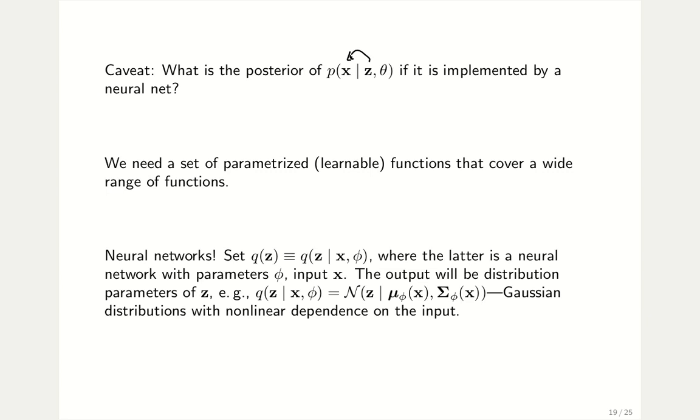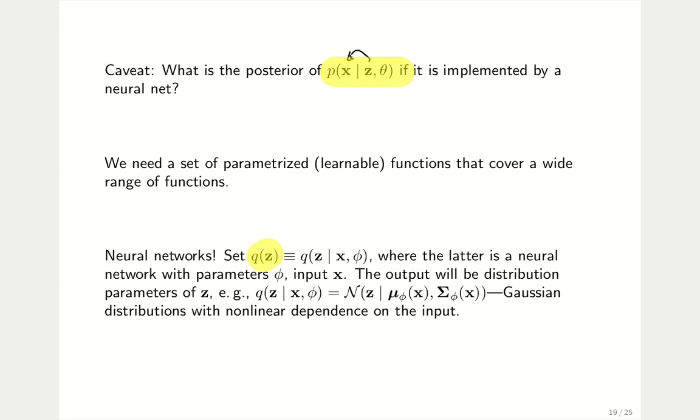Okay, so what we need is a set for Q of parameterized, that is learnable functions, and they should cover a range of functions as wide as possible in order to maximize our chances of actually getting a decent approximation of the posterior distribution. Now, if you think about these requirements for a while, there's quite an obvious choice actually, namely to just pick neural networks. If this distribution up here can be implemented by a neural network, we can also implement our oracle Q by a neural network. And how does this look like in practice?